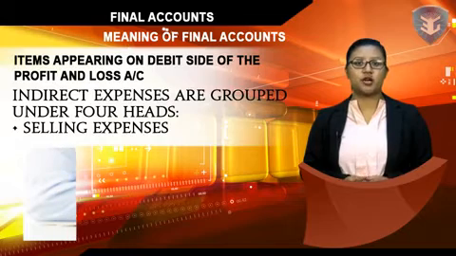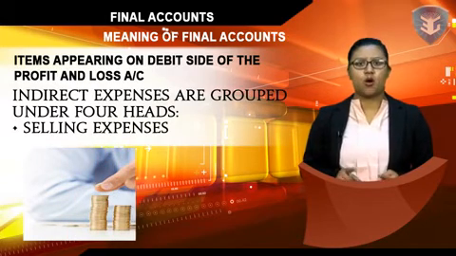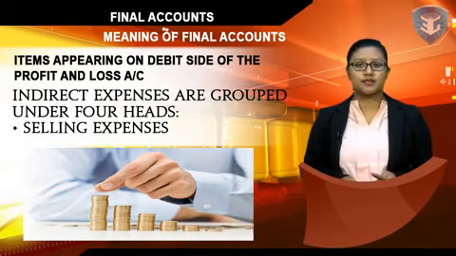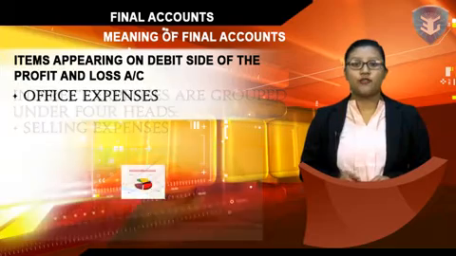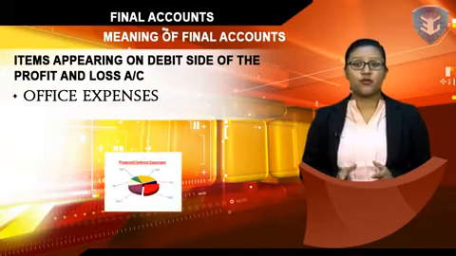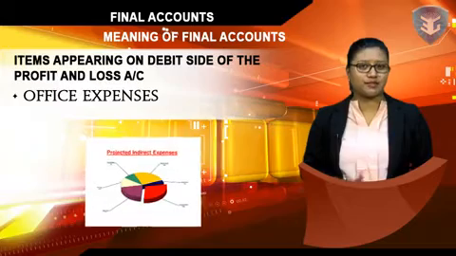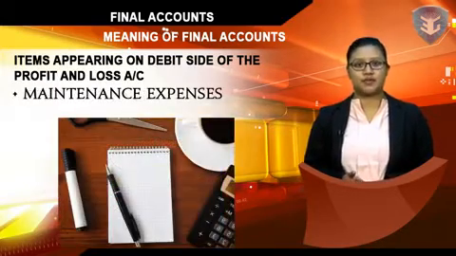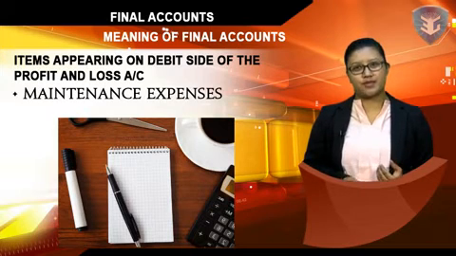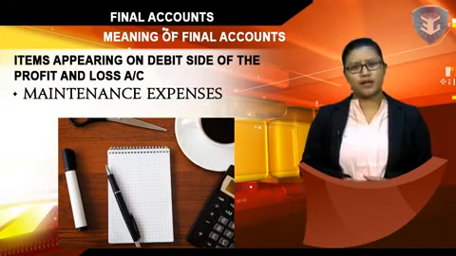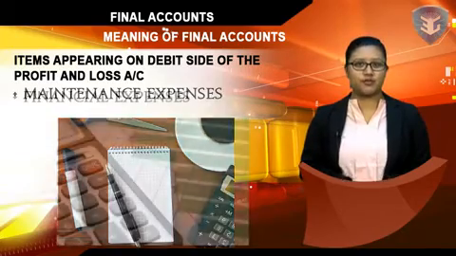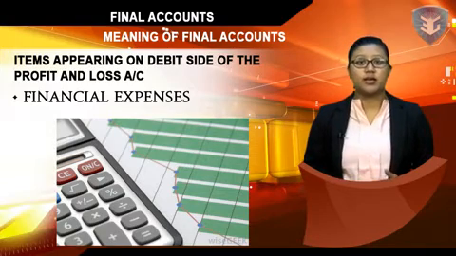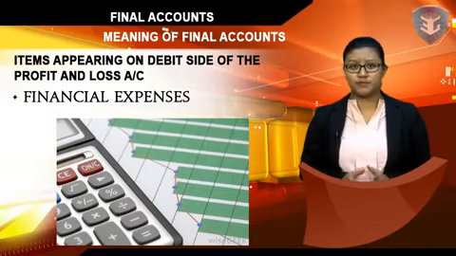Indirect expenses are grouped under four heads. Selling expenses: all expenses relating to sales such as carriage outwards, travelling expenses, advertising, etc. Office expenses: expenses incurred on running an office such as office salaries, rent, tax, postage, stationery, etc. Maintenance expenses: maintenance expenses of assets. It includes repairs and renewals, depreciation, etc. Financial expenses: interest paid on loan, discount allowed, etc. are a few examples of financial expenses.